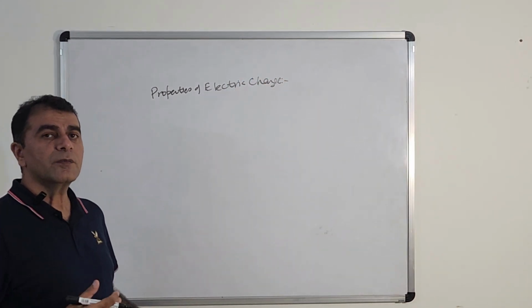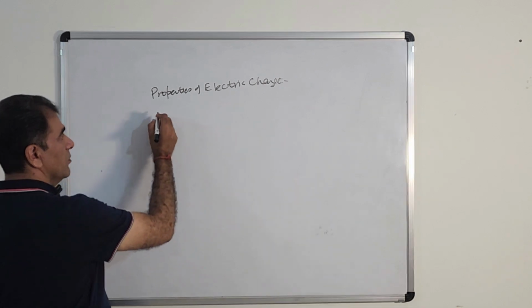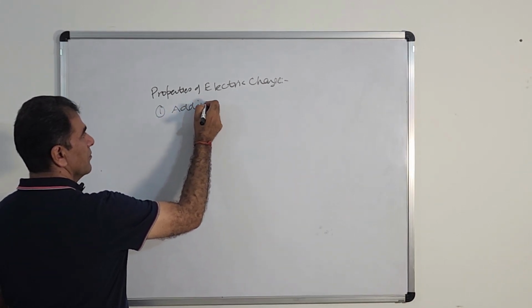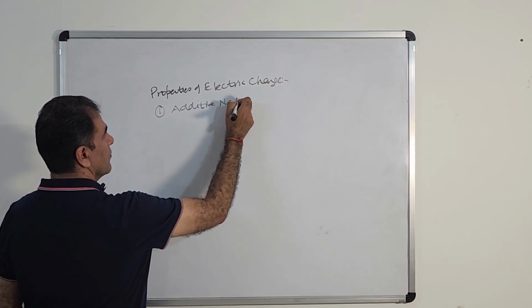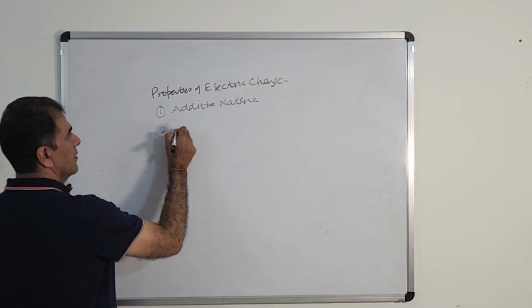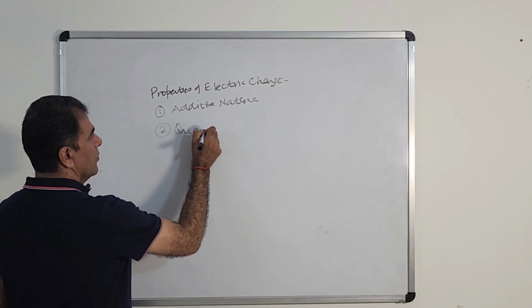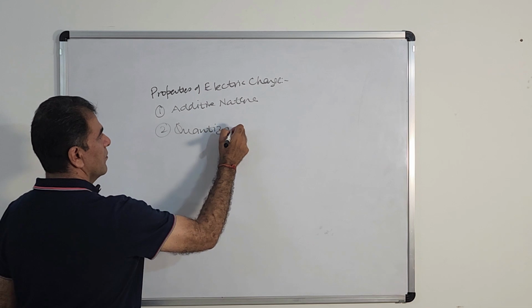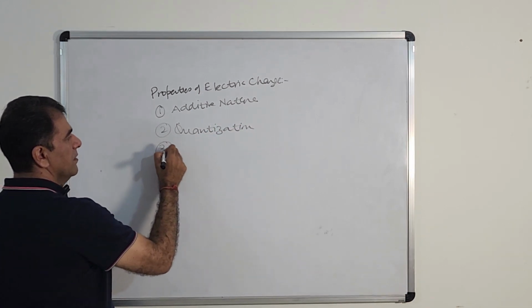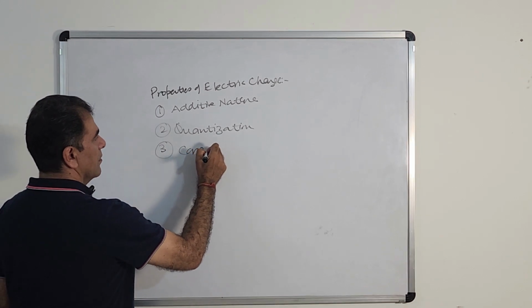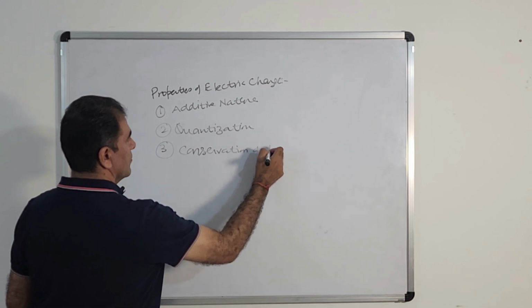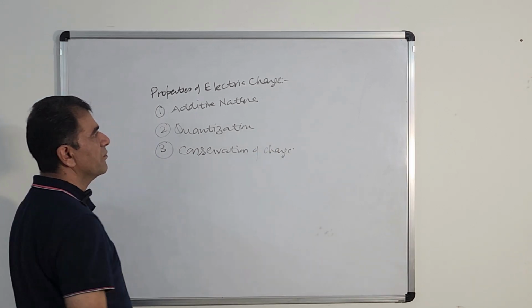There are three basic properties of electric charge. First is the additive nature of electric charge, then quantization of electric charge, and third is conservation of electric charge.